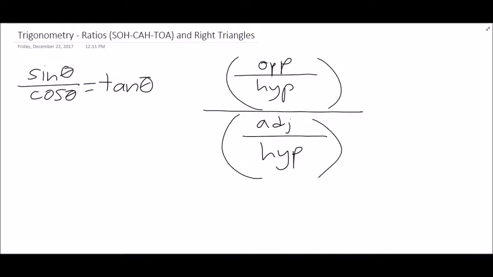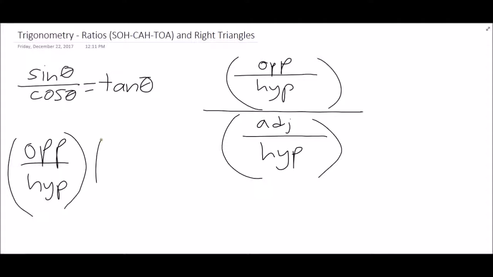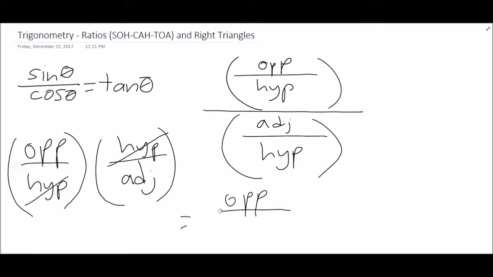So what we're going to do next is opposite over hypotenuse times the reciprocal of adjacent over hypotenuse, which is simply hypotenuse over adjacent. And then this is basically how we get opposite over adjacent in the first place. So the hypotenuses cancel out, and then we're left over with opposite over adjacent. So that's just kind of a proof that sine theta over cosine theta will equal tangent theta.